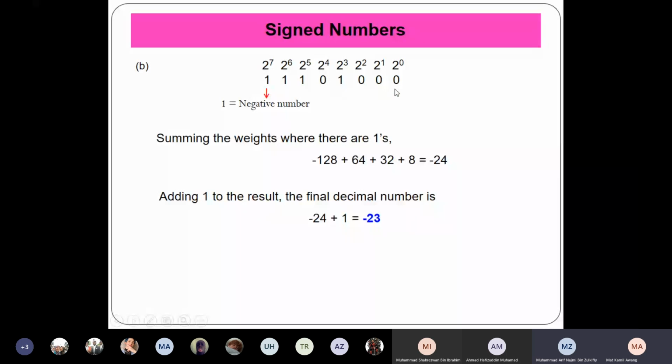So 1 plus 2 plus 4 plus 16, equal to 23. And the sign is negative. So negative 23. If you do that, I accept also the answer, the solution in the test, because that is the easier way and the fastest way of doing it.